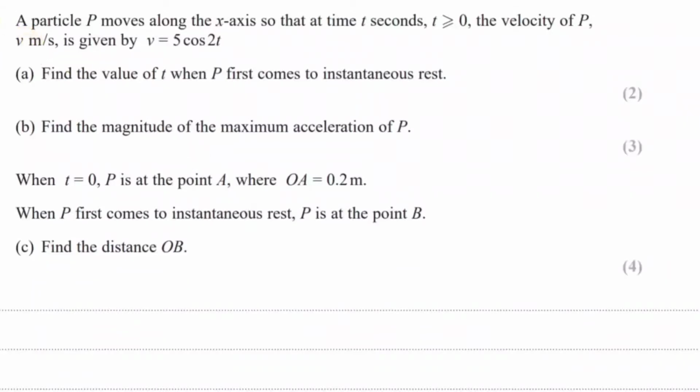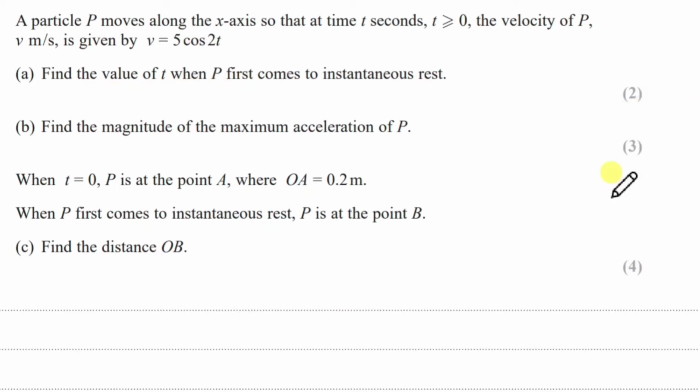So a particle P moves along the x-axis so that at time t seconds, where time is always positive, the velocity of P, given by v meters per second, is 5 cos 2t. So that's an expression for speed or velocity. Find the value of t when P first comes to instantaneous rest.